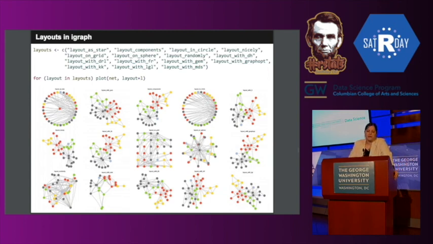In essence, a layout is just a list of x and y coordinates for each node in your network. You're getting a position on x and y where you want to place it. And so you can make your own in any way you want.